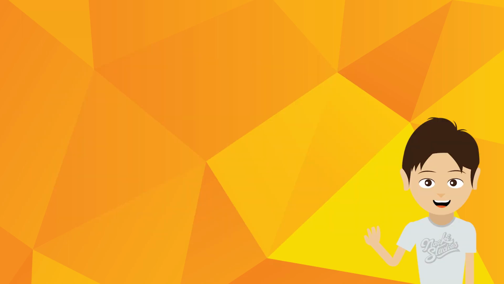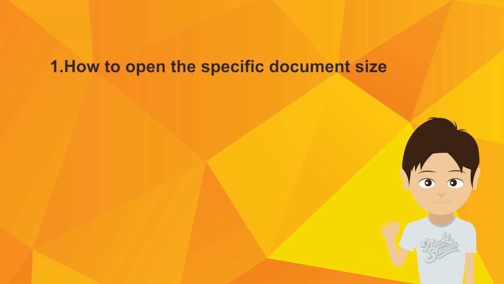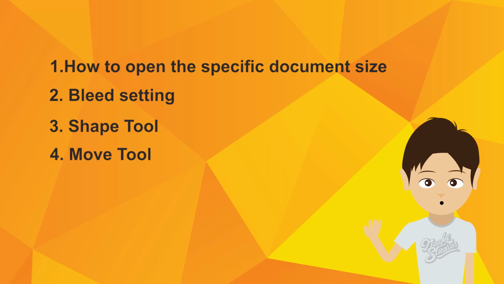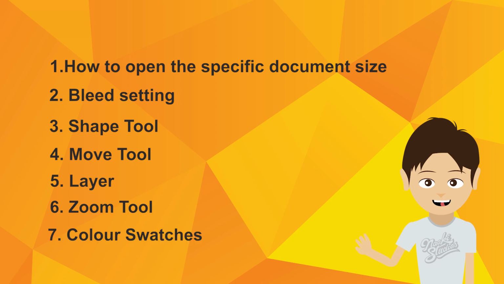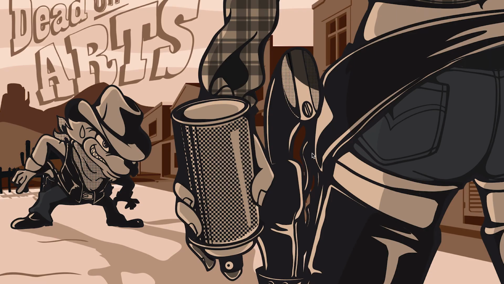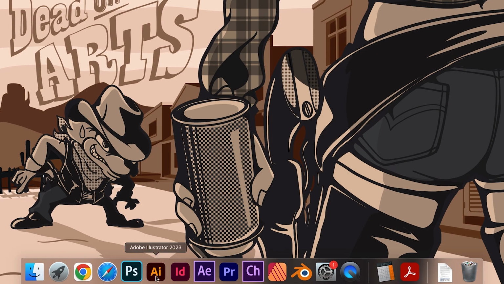This video will focus on the next 7 topics. 1. How to open a specific document size. 2. Bleed setting. 3. Shape tool. 4. Move tool. 5. Layer. 6. Zoom tool. And 7. Color swatches. So first, let's open Illustrator.